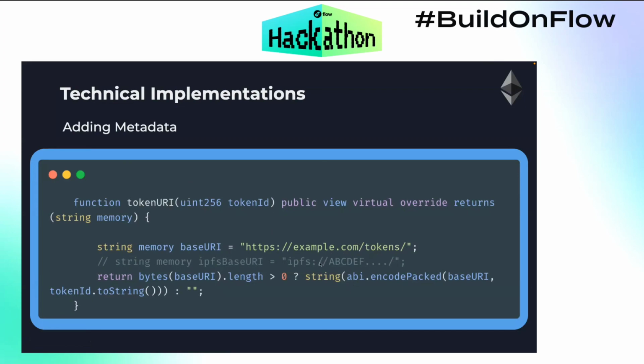Alternatively, you could have it on a decentralized network. You could instead serve an IPFS link over here instead of a centralized API, or you could serve an entire JSON object directly from here.